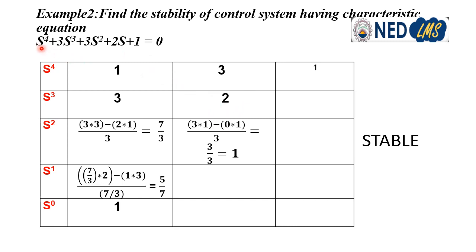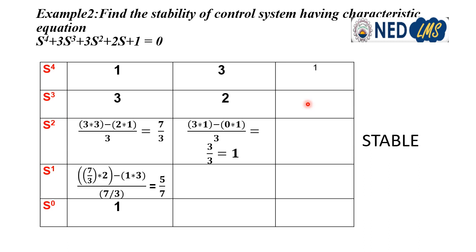So in the first column we have written the coefficients of s raised to the power 4, s square and s raised to the power 0. In the second row we have written the coefficients of s cube and s raised to the power 1, and there is no third term here to write. So we have just left it blank, or we can put a 0 here. Both have the same meaning.